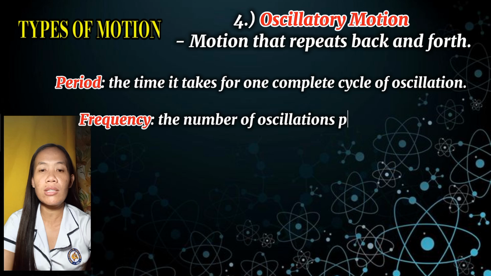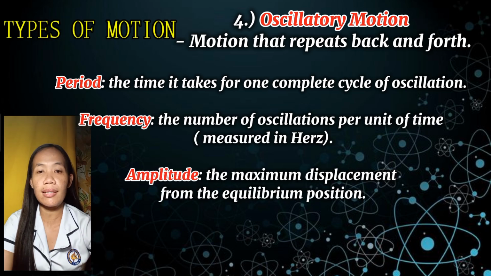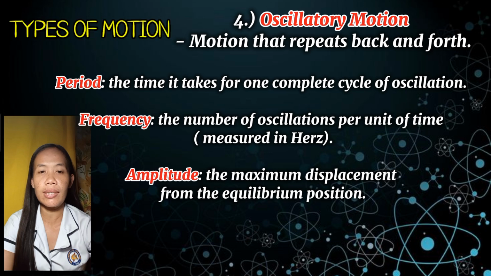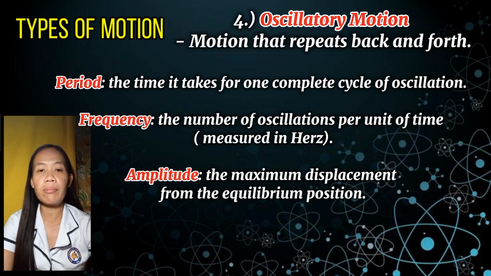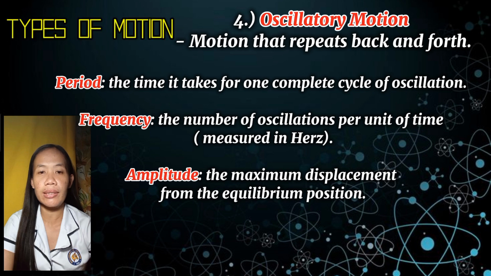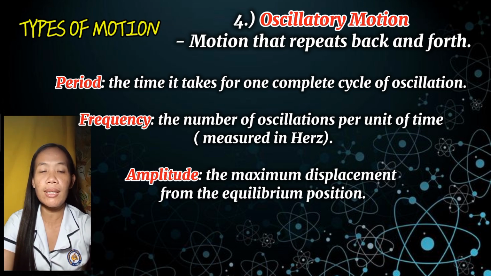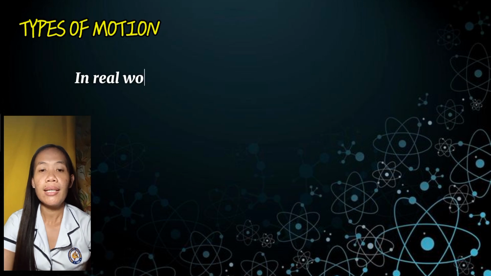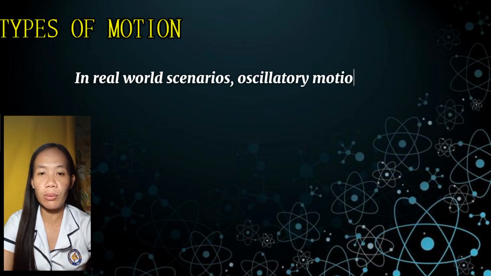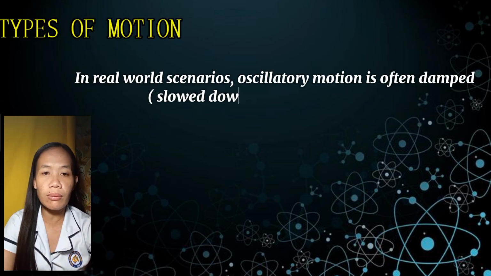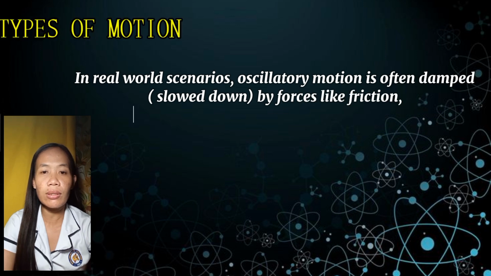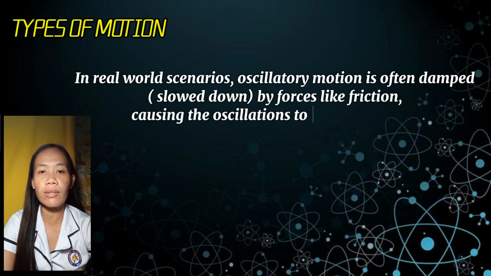The first is period, the time it takes for one complete cycle of oscillation. The second is frequency, the number of oscillations per unit of time, measured in hertz. The third is amplitude, the maximum displacement from the equilibrium position. In real-world scenarios, oscillatory motion is often slowed down by forces like friction, causing the oscillations to eventually stop.